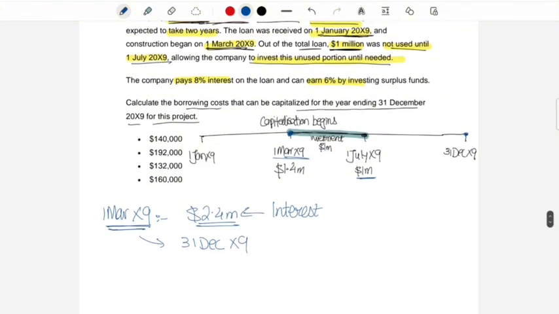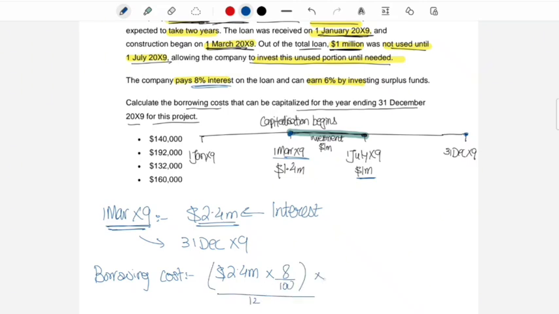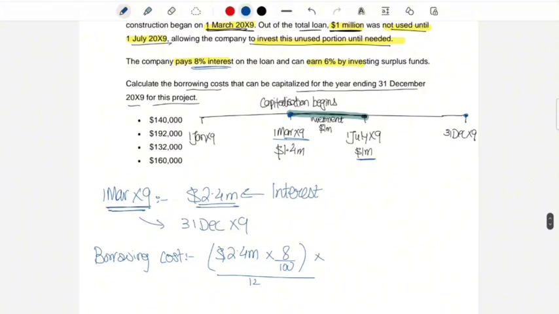So what you will do is you will first calculate the borrowing cost on 2.4 million. So it would be 2.4 million multiplied by the interest rate, 0.08, and you will divide this by 12 because it's not for a full year. So how many months is that from 1st of March all the way to 31st December? March, April, May, June, July, August, September, October, November, December. It makes 10 months. So you will calculate the borrowing cost for those 10 months, which should give you 160,000. Okay. Now this is the borrowing cost which we are going to be incurring on that particular loan.